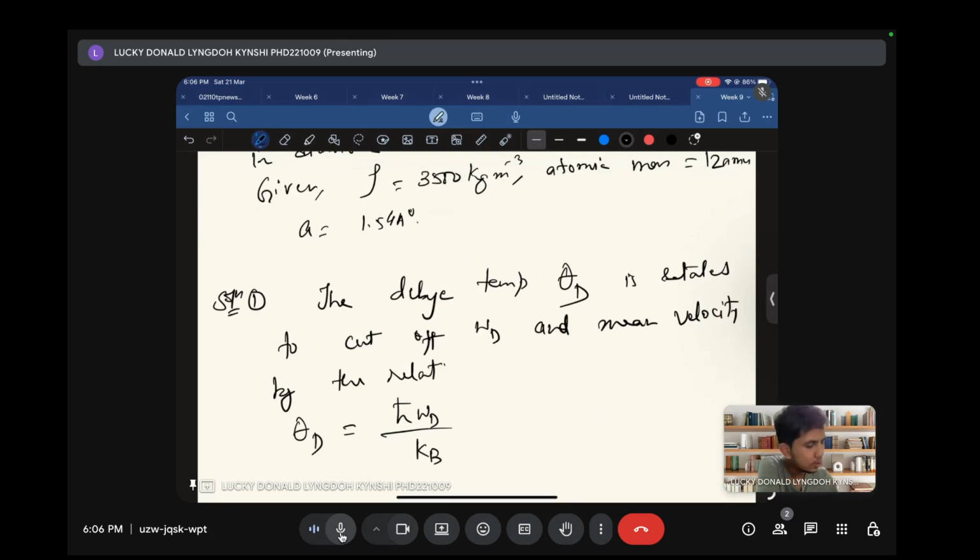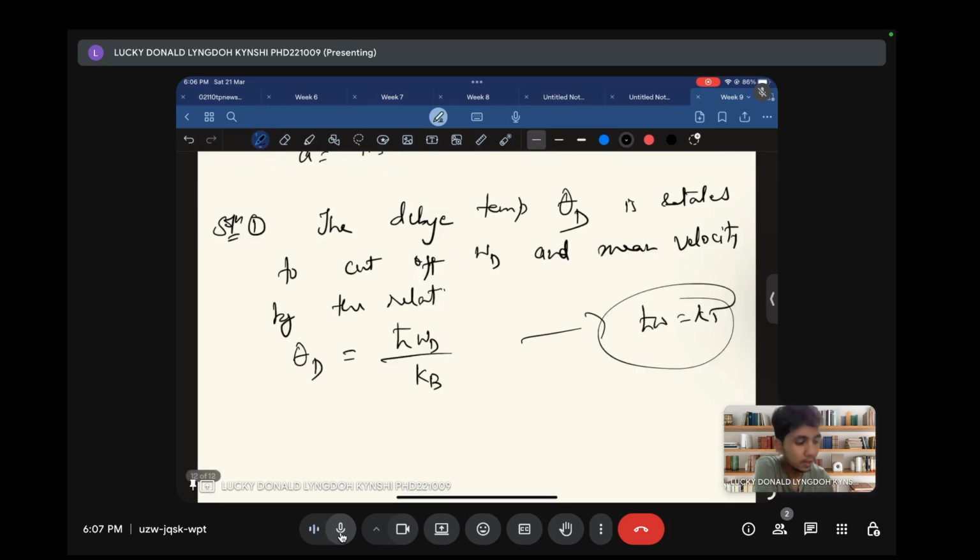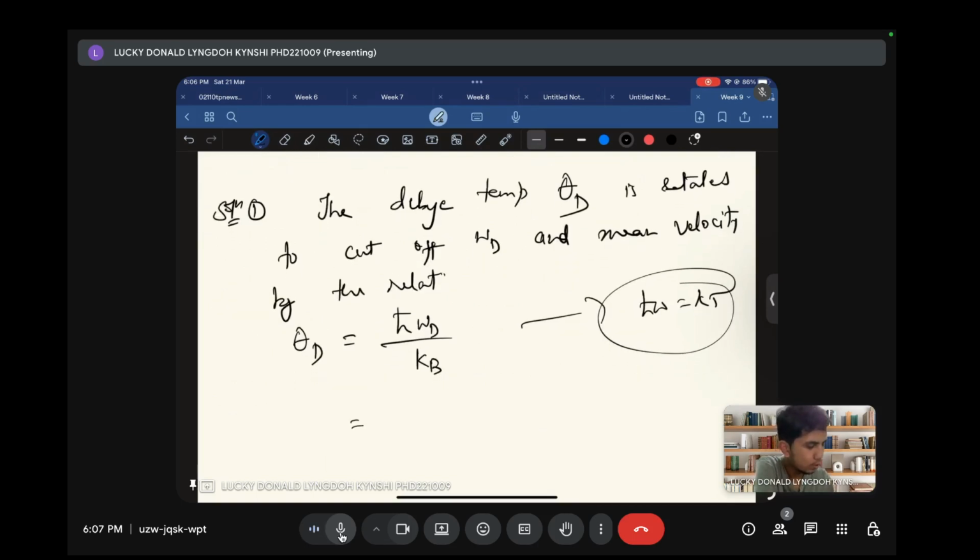This relation comes from h cross omega equal to kT, they are of a similar form. So now this will be equal to h cross divided by kB times omega D, where the cutoff frequency omega D is in fact equal to Vs times (6 pi square n) to the power 1 by 3. So you know h cross and kB, you have to find out the velocity, and you have to find out the value of n.